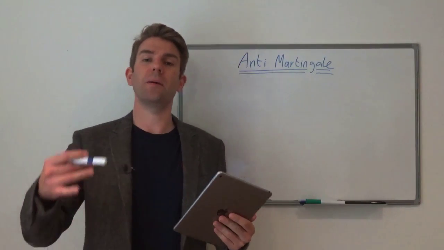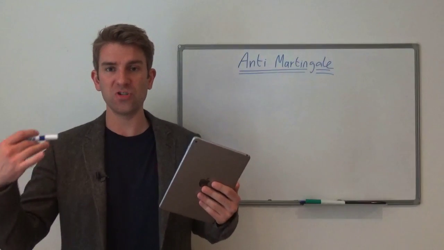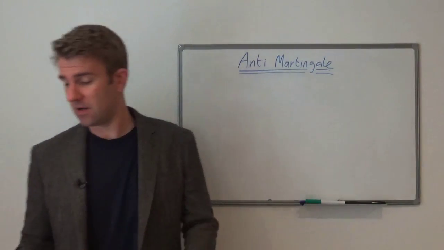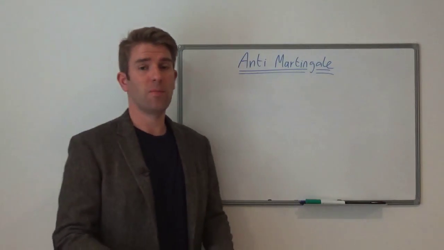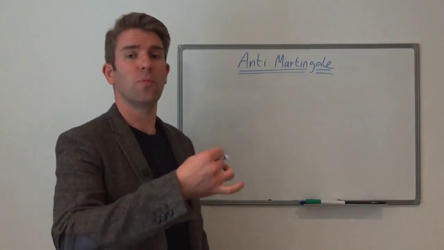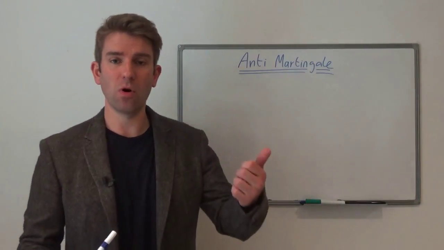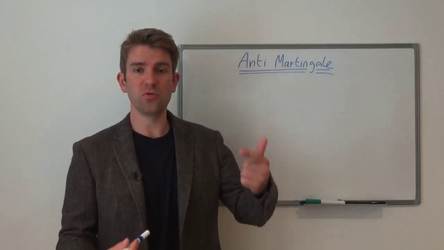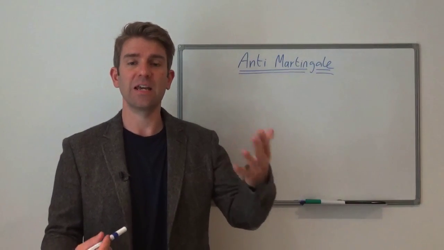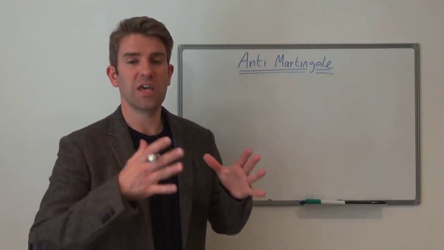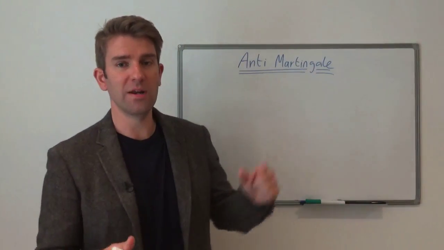So we talked about martingale for position sizing. Let's talk about anti-martingale. Just as a reminder, I think you're familiar with martingale by now. It's basically where you double your position size every time to recover your losses. So you start with one, if you lose, you double up to two. If you lose, you double up to four, eight, 16, etc. When you win, you go back to one. So the idea is that you'll just keep doubling up until you get back to where you were initially.